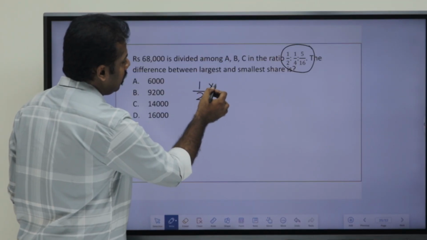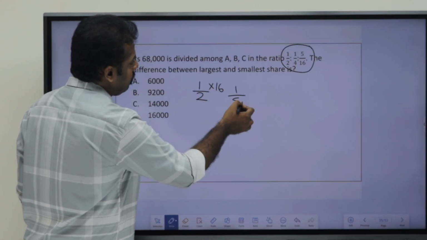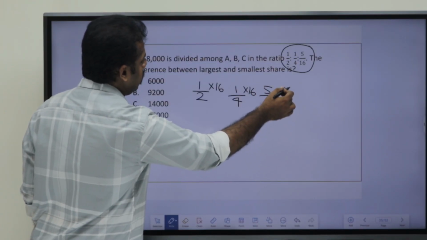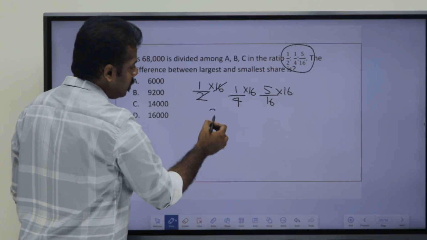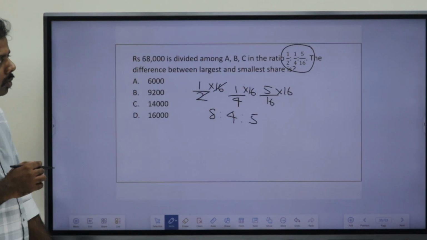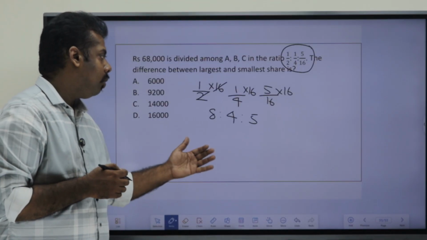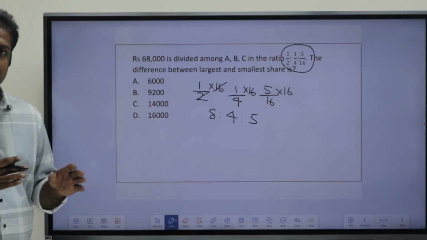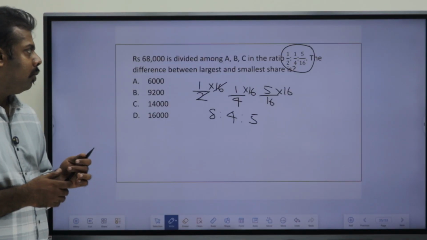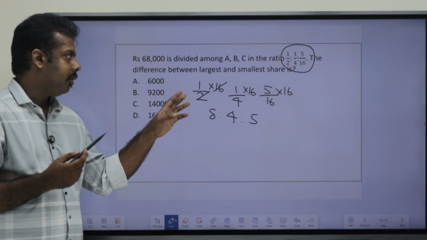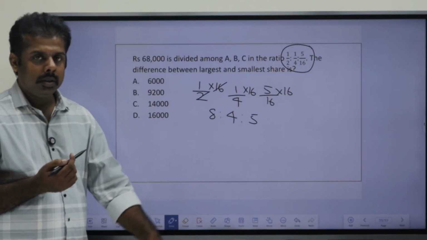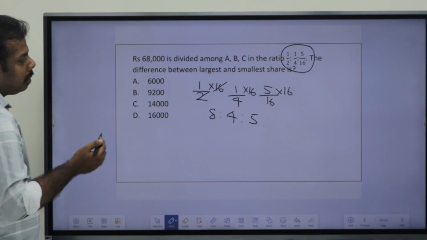So that will give us 1 by 2 into 16, 1 by 4 into 16 and 5 by 16 into 16. Just cancelling the numbers, we are getting the ratio 8 is to 4 is to 5. So that is 1 by 2 is to 1 by 4 is to 5 by 16, and in whole numbers it gives us the ratio of 8 is to 4 is to 5. Now you can do it directly. You know the total amount, you need to find the difference of largest and smallest share. The total share has to be the sum of these three ratios. So the sum will be 17.